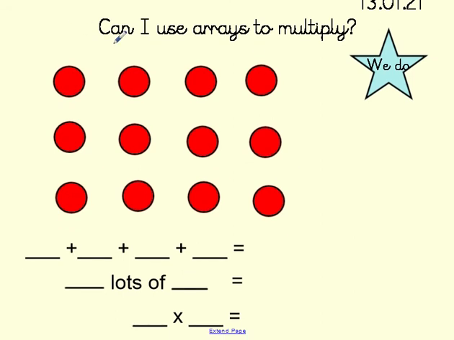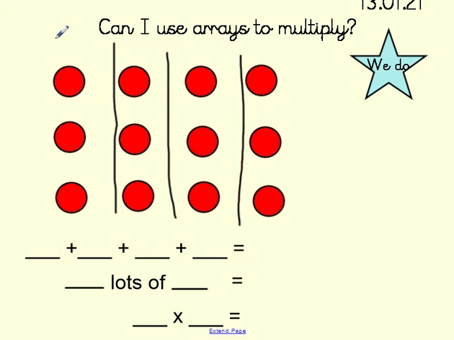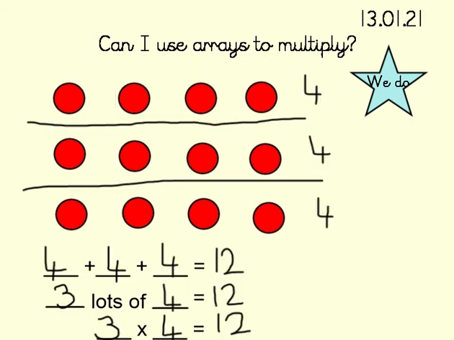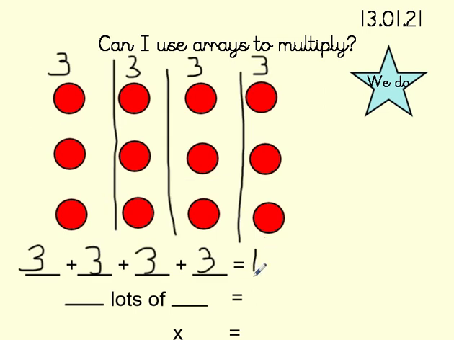I could look at this and I could divide it this time into 4 equal groups. So in this time I've got one column of 3, another column of 3, another column of 3, and another column of 3. So I can write in my addition sentence 3, add 3, add 3, add 3. And is my answer going to change from this time? No, it's not. So this time is going to stay as 12.